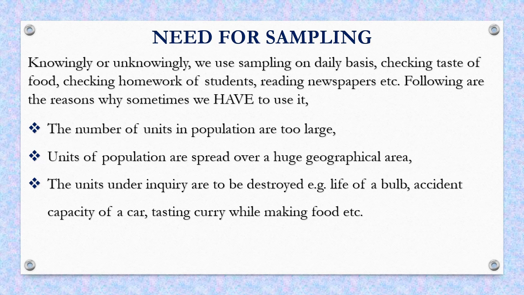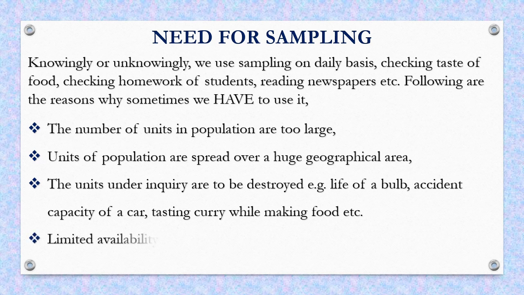Testing food while making it is the classic example of a sample survey. If you are making a curry, you don't eat the whole curry for testing it. You take some spoonfuls of it, test it, and just say okay, the remaining must have the same taste, is what you are believing here. So that's the classic example of sampling.